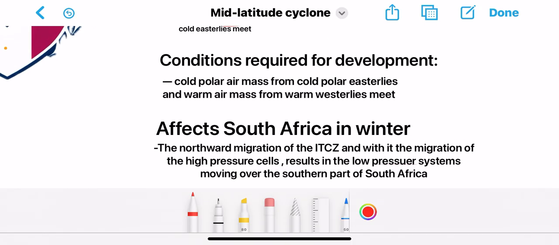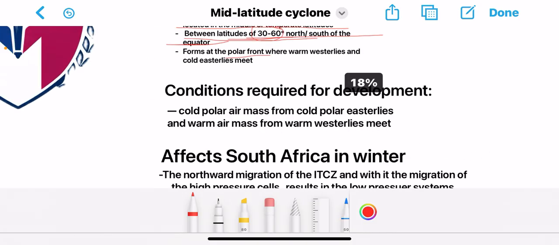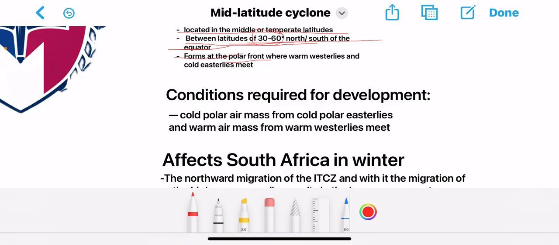Now, what are the conditions required for the development? As I've said, we need cold polar easterlies and warm westerlies to meet. Remember, a low pressure is formed when warm air and cold air meet. When they converge, the warm air will be uplifted and the cold air will begin to undercut.